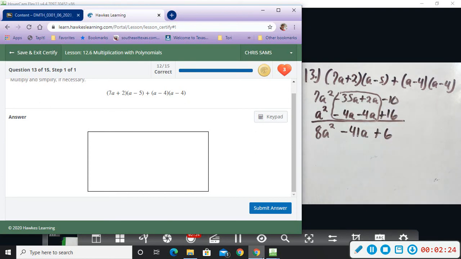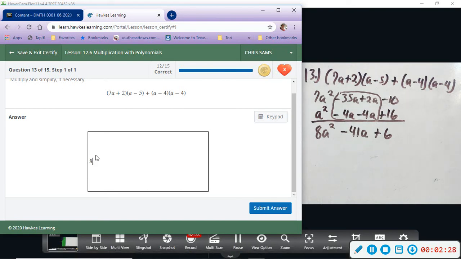So our final answer, we have 8a squared minus 41a plus 6.